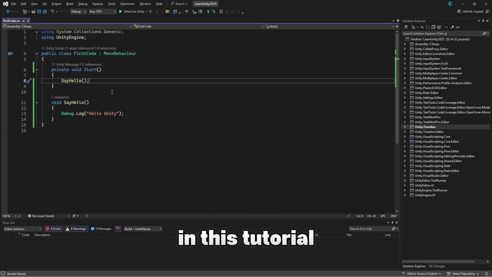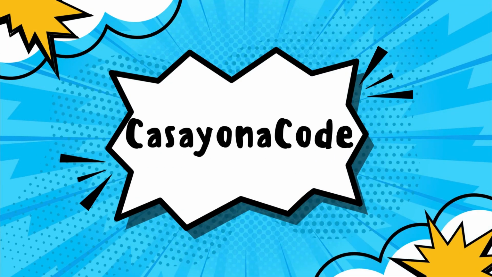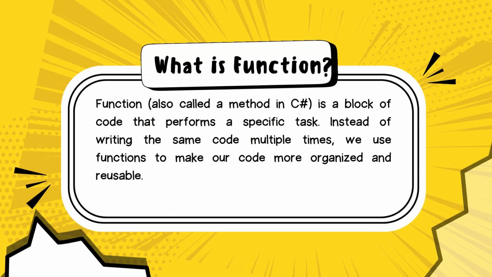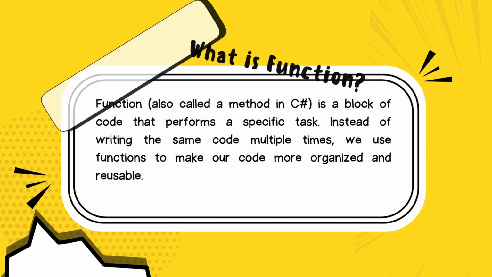Hello and welcome. In this tutorial, we will explore how to use functions in Unity to organize your code and make it reusable. What is a function? A function, also called a method in C#, is a block of code that performs a specific task. Instead of writing the same code multiple times, we use functions to make our code more organized and reusable.